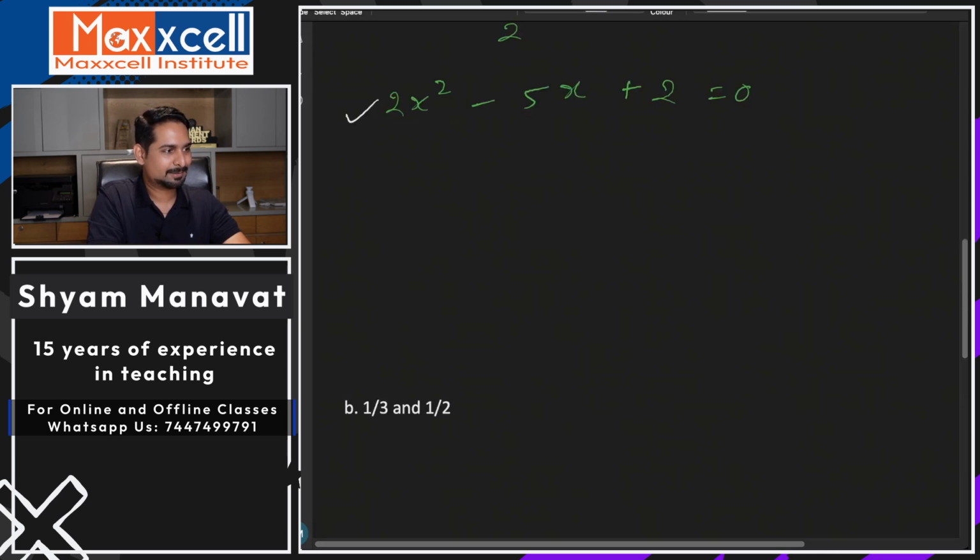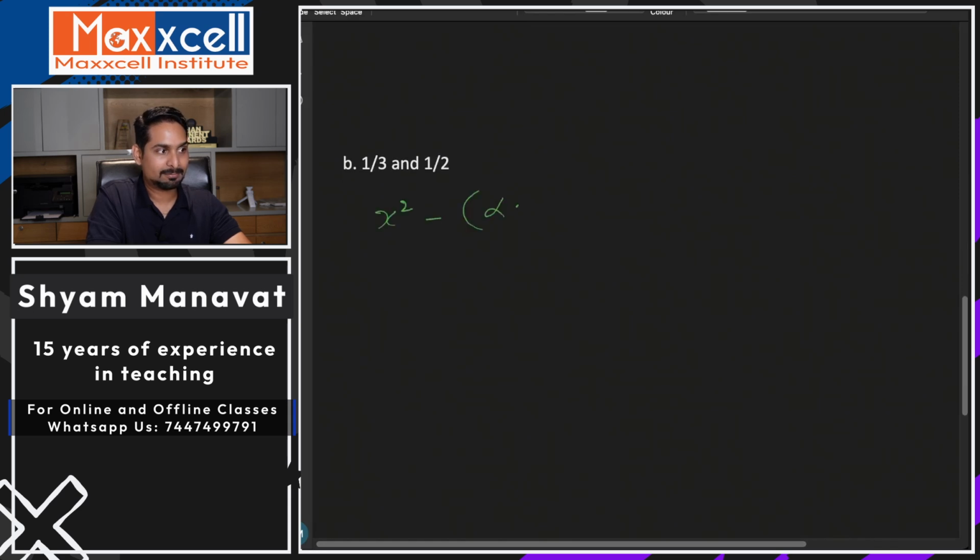Let me write x square minus (alpha plus beta) x plus alpha into beta equals 0 if the roots are alpha and beta. Let's say this is alpha and this is beta.